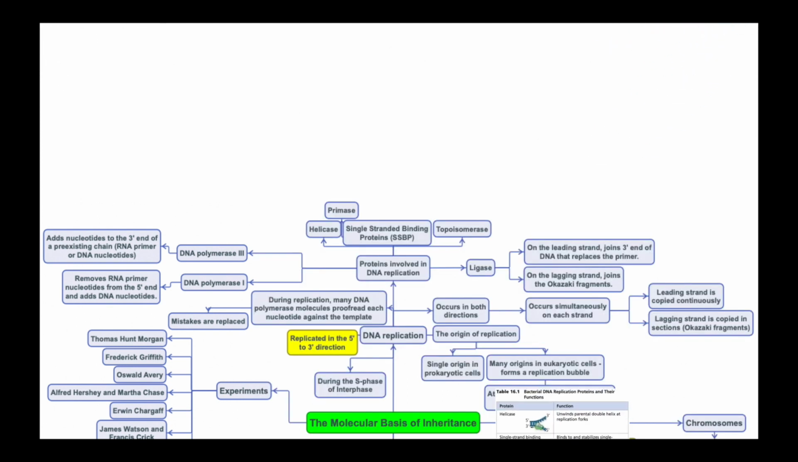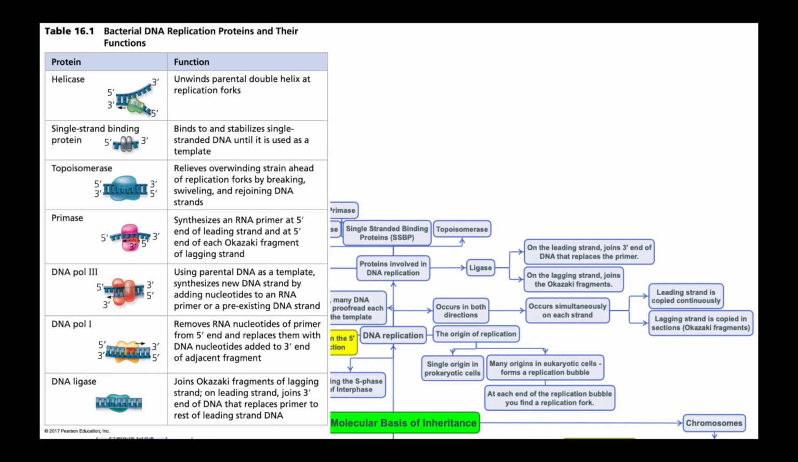So here is your list of proteins you do need to be familiar with. You need to understand and remember what helicase, single-stranded binding proteins, topoisomerase, primase, DNA polymerase 3, polymerase 1, and ligase all do. Basically, in our diagram, the topoisomerase is going to be ahead of the helicase, and it's going to take the strain off the strand. It's going to unwrap the strands, and as it unwraps the strands, the helicase comes in and actually breaks the hydrogen bonds.